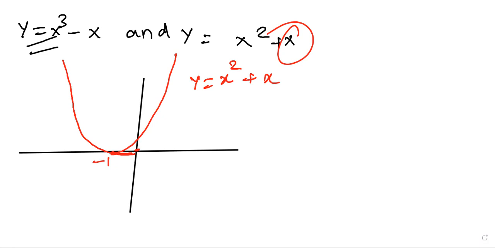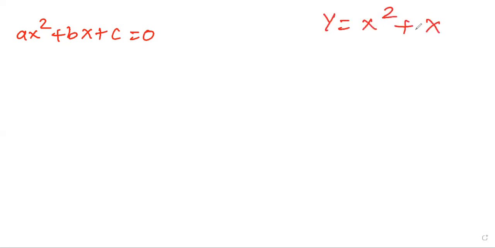So I was talking about the extremum. Actually, very recently I was doing this kind of question. I will show you. There is a general form of a quadratic equation, right? Which is ax square plus bx plus c is equal to 0. This is the general form of the quadratic equation, right? And here your quadratic equation is y is equal to x square plus x.